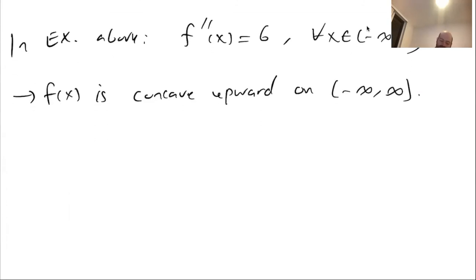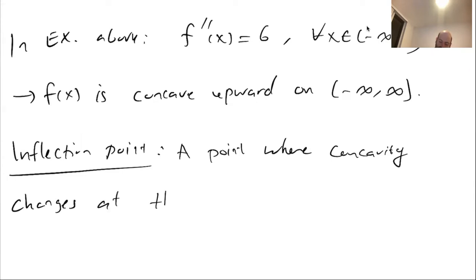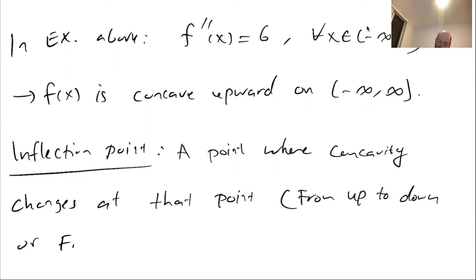And we also gave the definition of an inflection point. An inflection point is a point where concavity changes at that point. So from up to down, or from down to up.